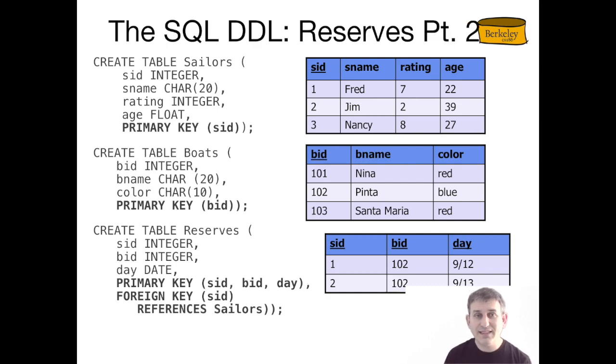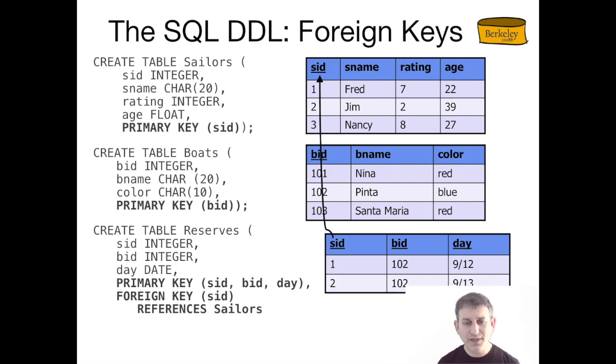Now finally, the last detail in the SQL DDL for this schema is that we're going to talk about foreign keys in the reserves table. You can think of foreign keys as pointers in schemas. So what we're saying is that reserves has a foreign key, SID. So the SID column of reserves is a pointer, it references the sailors table. So foreign key SID references sailors means this SID column of reserves points to the sailors table. What we're saying is that if there's a value in the SID column of reserves, like 1, that's a reference to a value in the SID column of sailors.